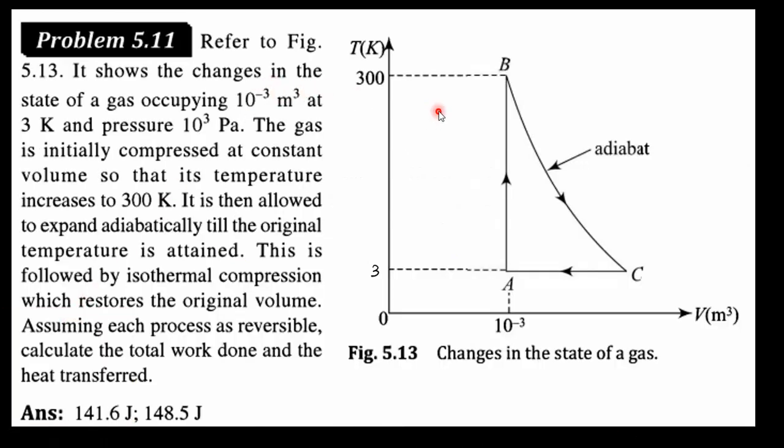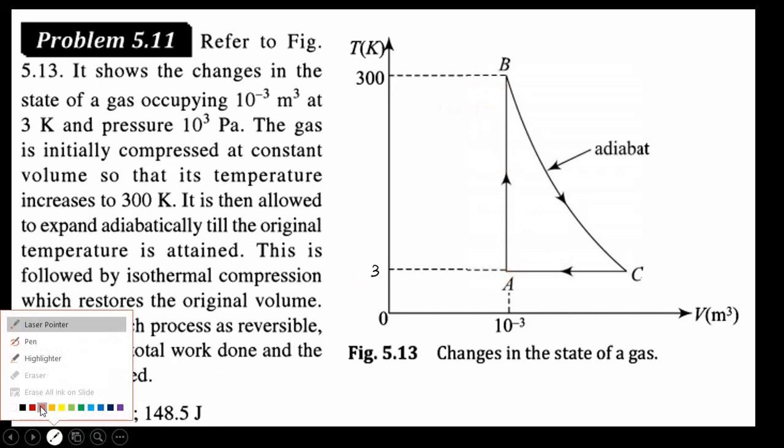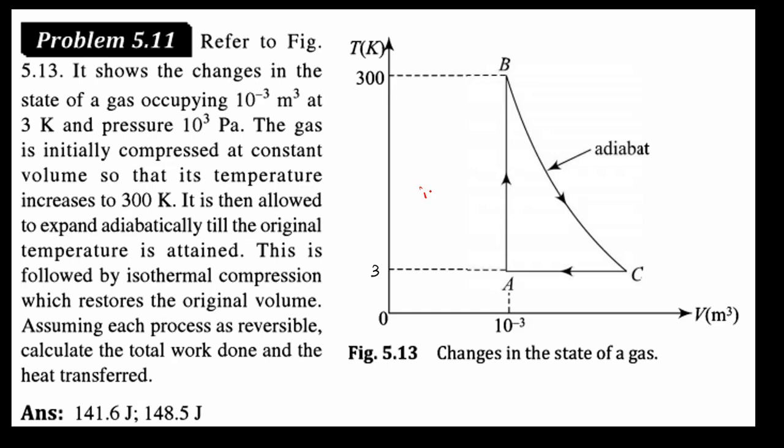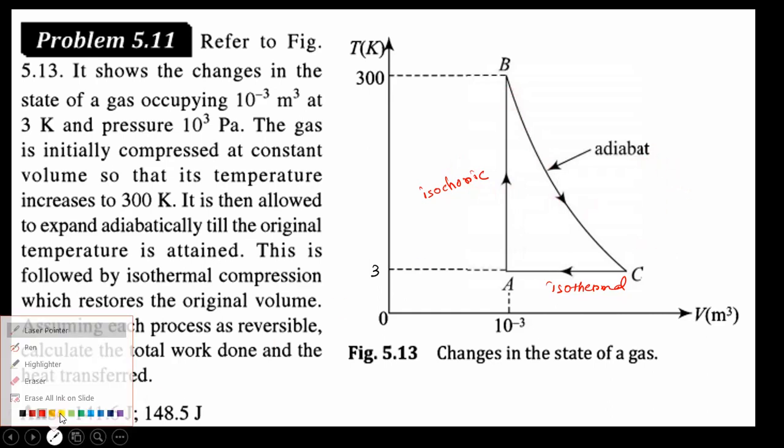You can see this is the process where the volume is constant, so this is isochoric. This is an isochoric process, and here the temperature is constant. This is an isothermal process. So in this process, you need to find out the gas initially compressed at the volume and allowed to expand like that. This is followed by thermal expansion. So this is the adiabatic. This is the first one, isochoric, then adiabatic.